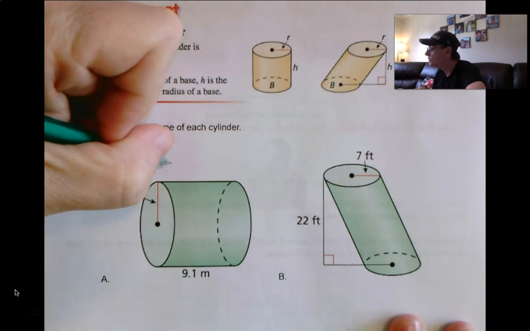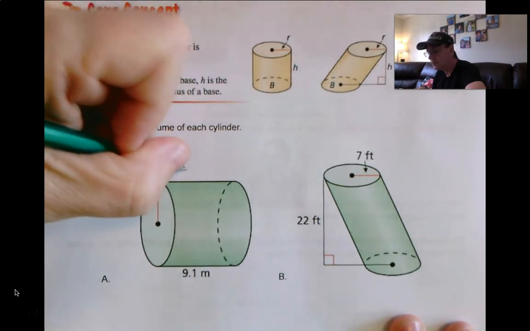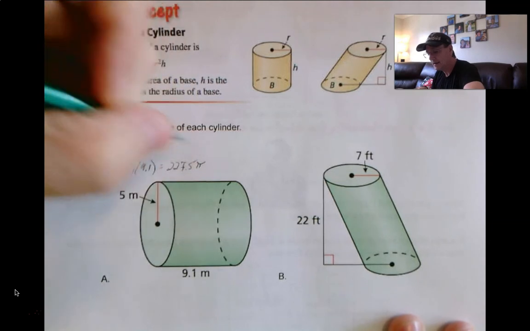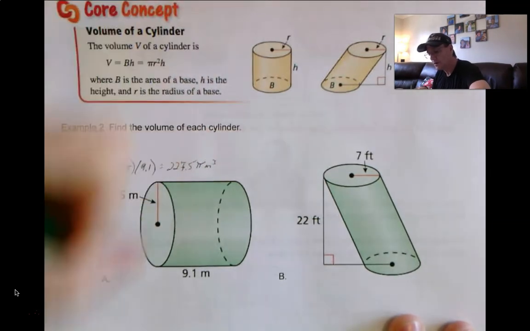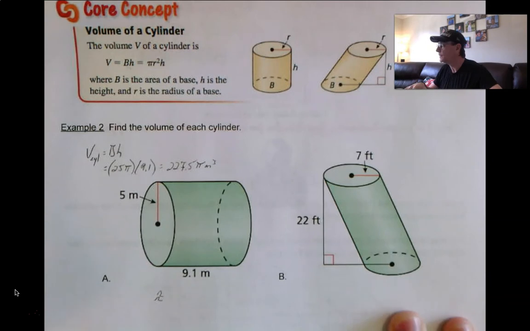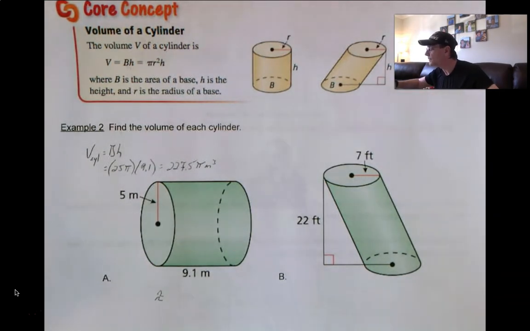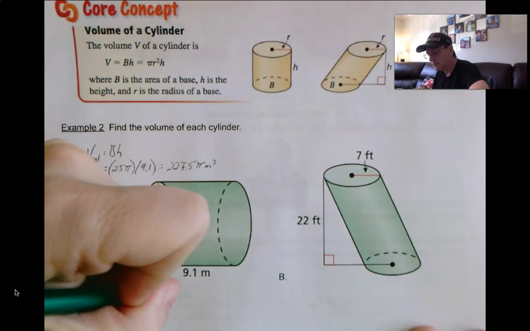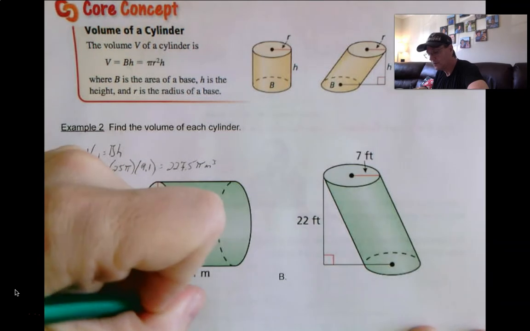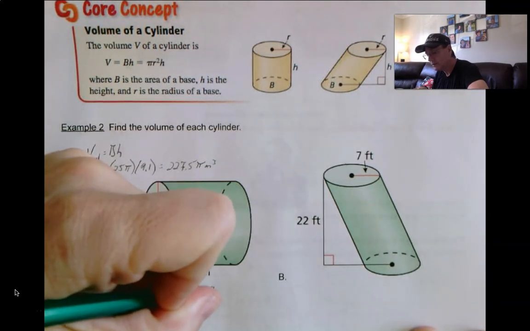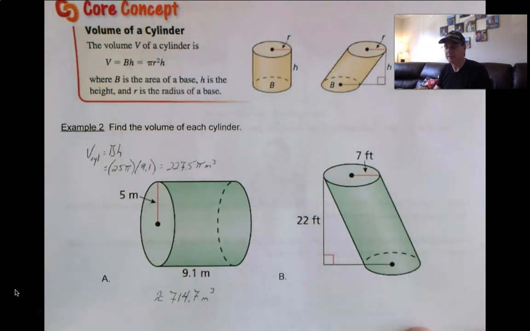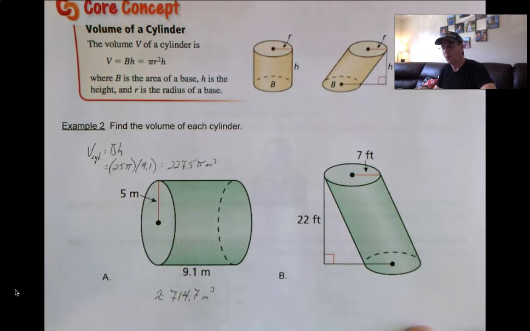equals 227.5 pi meters cubed, or approximately, multiplying by the pi key, giving us 714.7 meters cubed. And again, on a quiz or test, it would tell you whether they want it in terms of pi, or if they want it rounded to nearest tenth, nearest hundredth, nearest whole number, whatever they tell you to round to. Okay? It doesn't say in this problem, so I'm just going to do both.